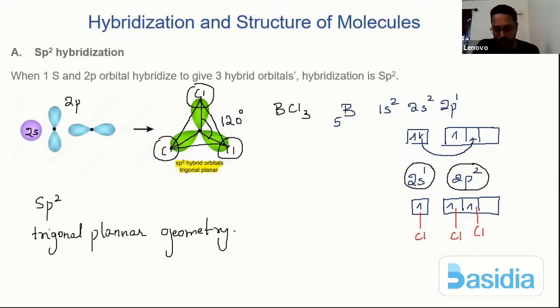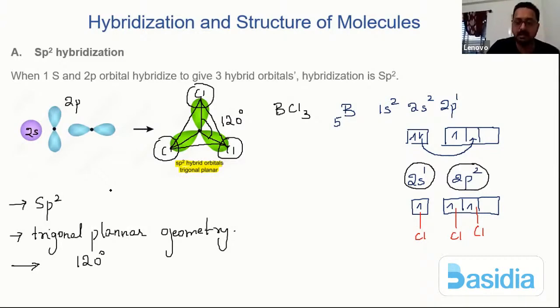Okay, so you can also write here the hybrid orbital, the bond angles are what? It is 120 degrees. So these are the three main points we have to make a note here. The angle is 120 degree, sp2 hybridization, trigonal planar geometry.